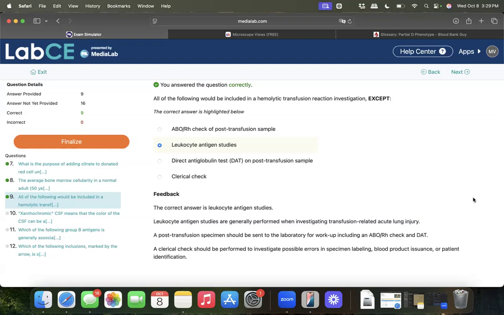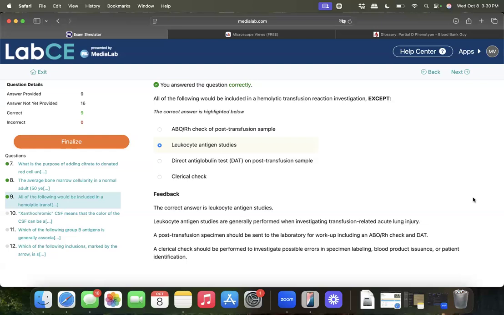What we are going to do on the blood bank side, we're going to grab that pre-transfusion sample. We're going to do ABO/Rh on both of them. We're going to do a DAT. We definitely do a DAT on the post-transfusion sample. Some facilities do have you do a DAT on the pre-transfusion sample. And we're also going to do a clerical check. What is a clerical check? Not with the Filipino accent.